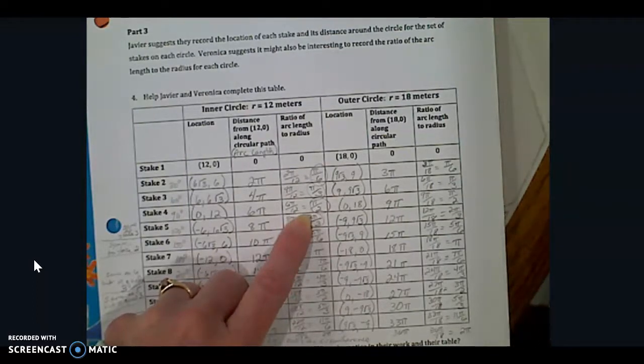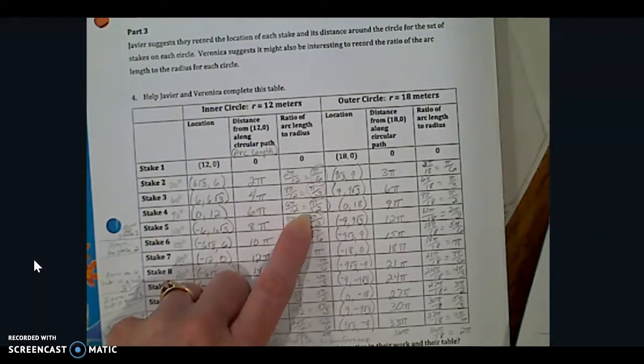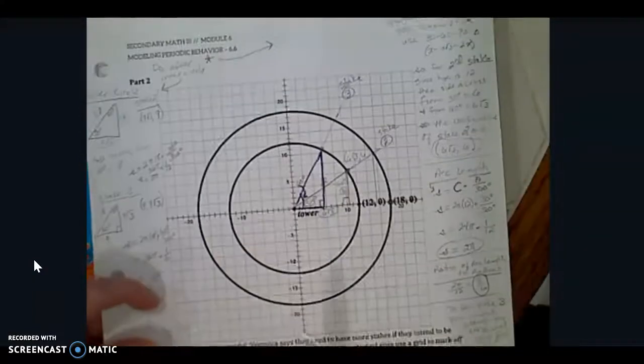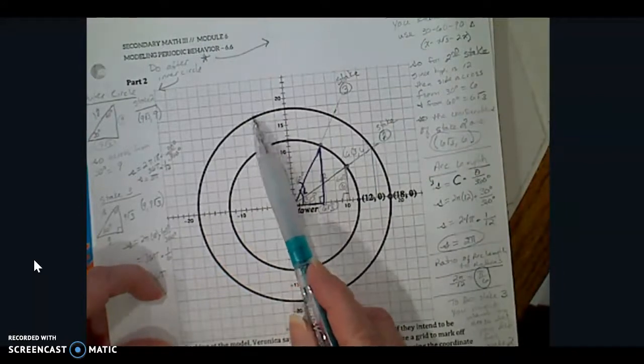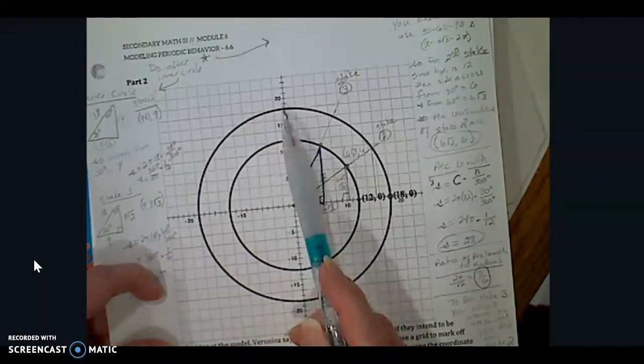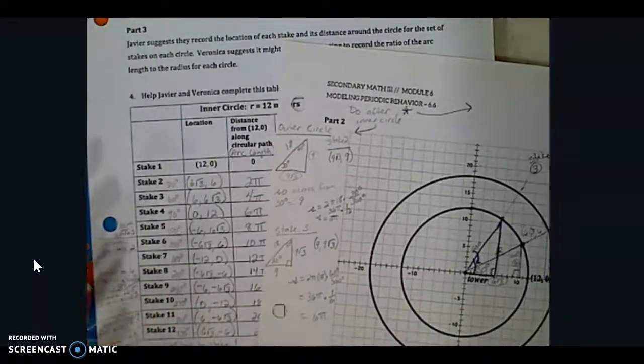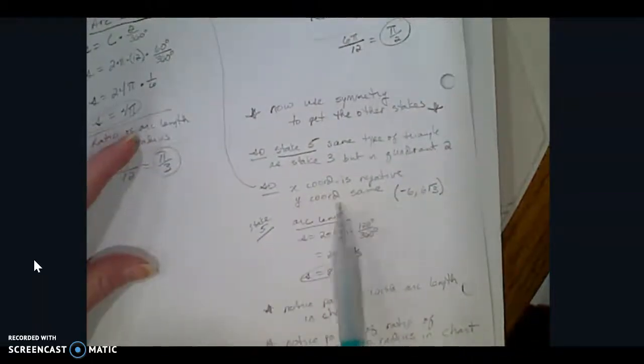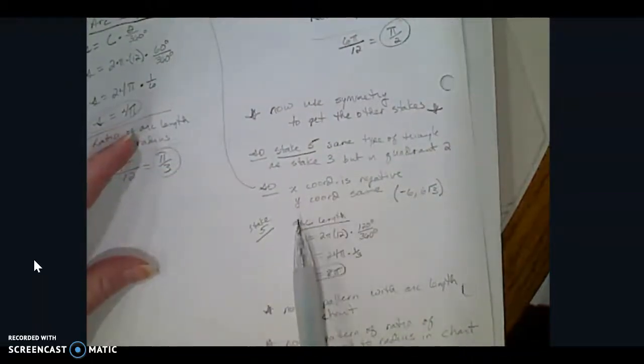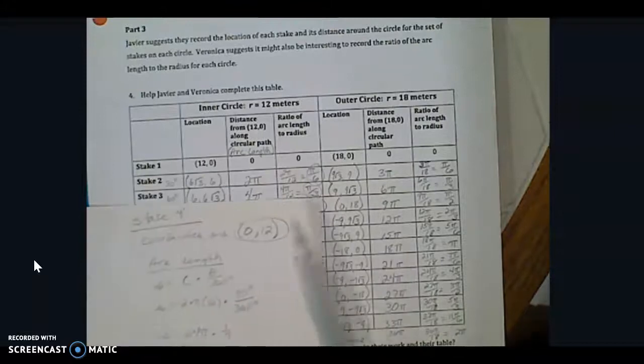Okay, so what you're going to do now, that's kind of the hard part. Now I'm going to use symmetry, just like we did at the beginning of this module. So stake 5 is going to be symmetrical, it's the same thing, as my stake 3, right? So stake 5 and stake 3 are going to be the same. The only difference is, and I wrote it down here for you, that now you're in quadrant 2.